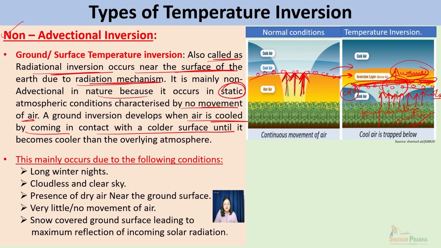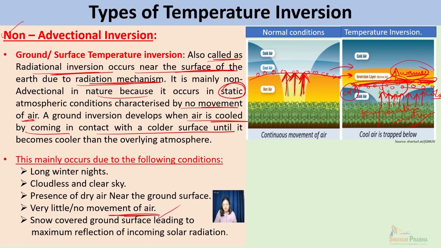Second is the cloudless and clear sky, so that the loss of heat through terrestrial radiation proceeds more rapidly without any obstruction, as clouds absorb terrestrial radiation and hence retard loss of heat from the surface of the earth. So a cloudless sky facilitates the rapid loss of heat. Third is the presence of dry air near the ground surface, so that it may not absorb much heat radiated from the Earth's surface, as moist air is capable of absorbing much of the radiant heat from the Earth's surface.